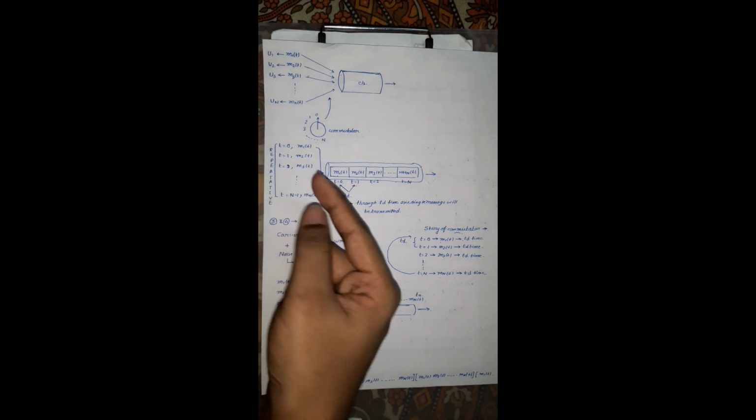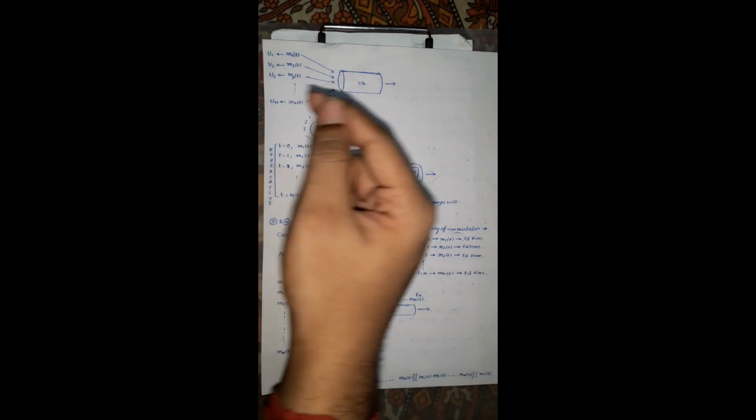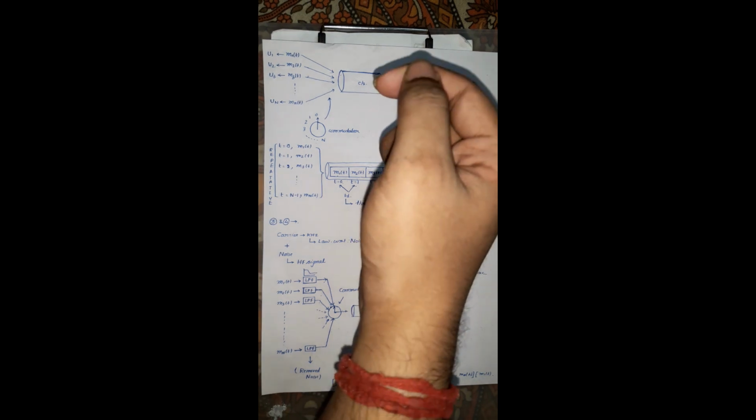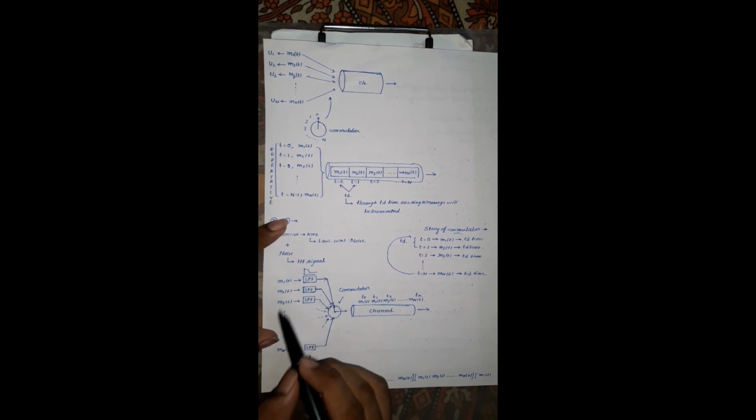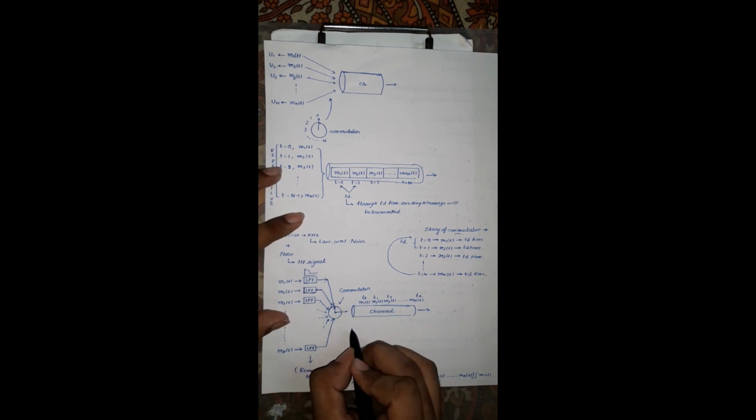After sampling each and every message, it will return back to the first message and again sample each and every message sequentially. This process will be done an infinite number of times, basically for as long as these messages stay here, for as long as the user wants to send messages. So what is the commutator circuit actually doing here?